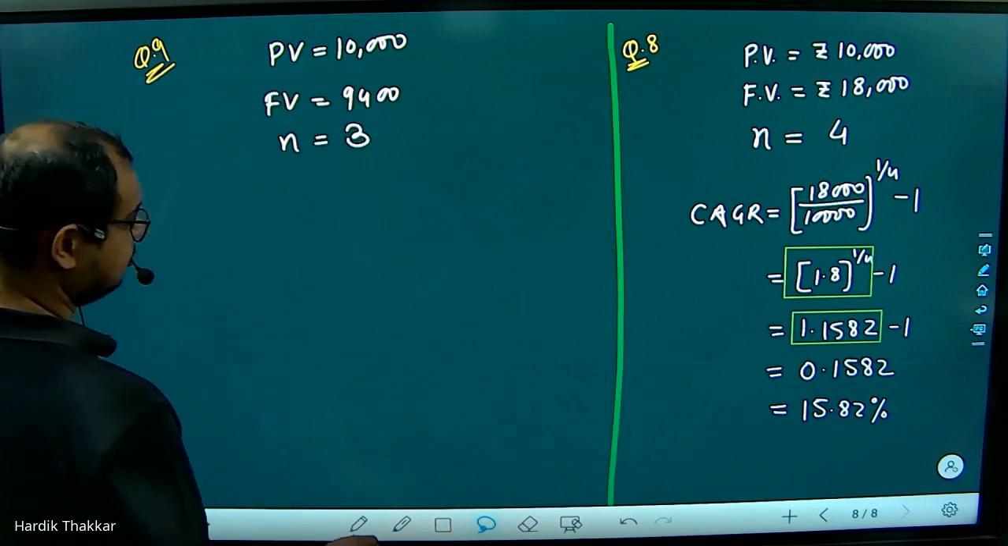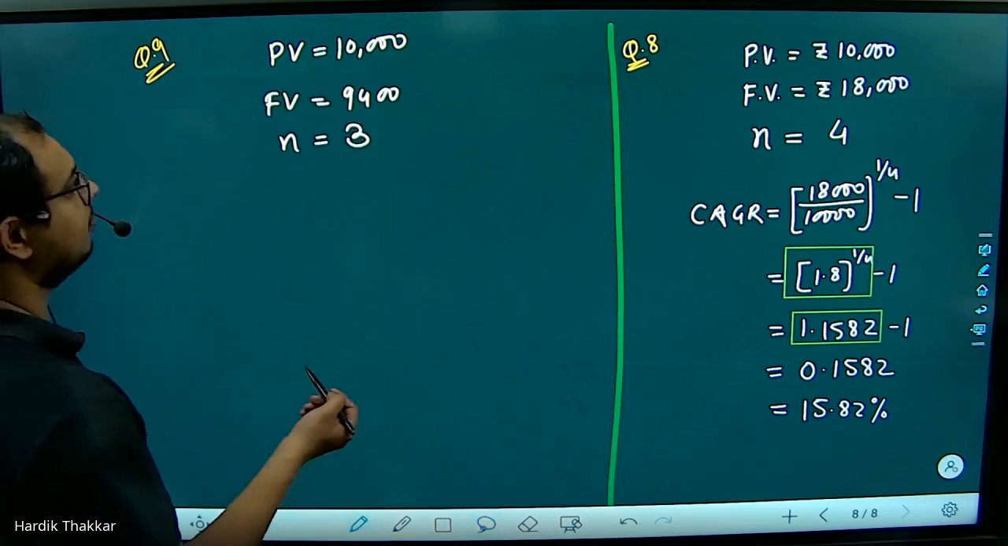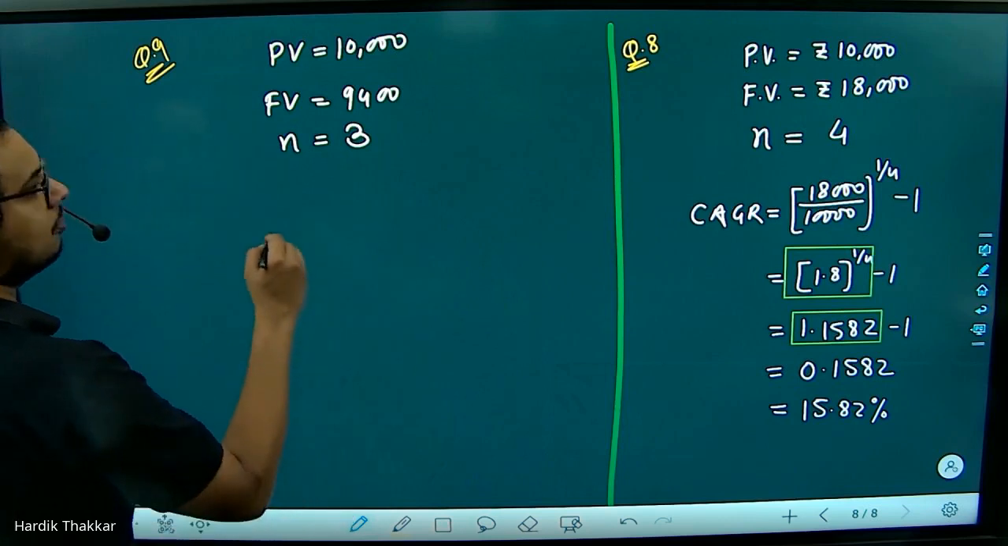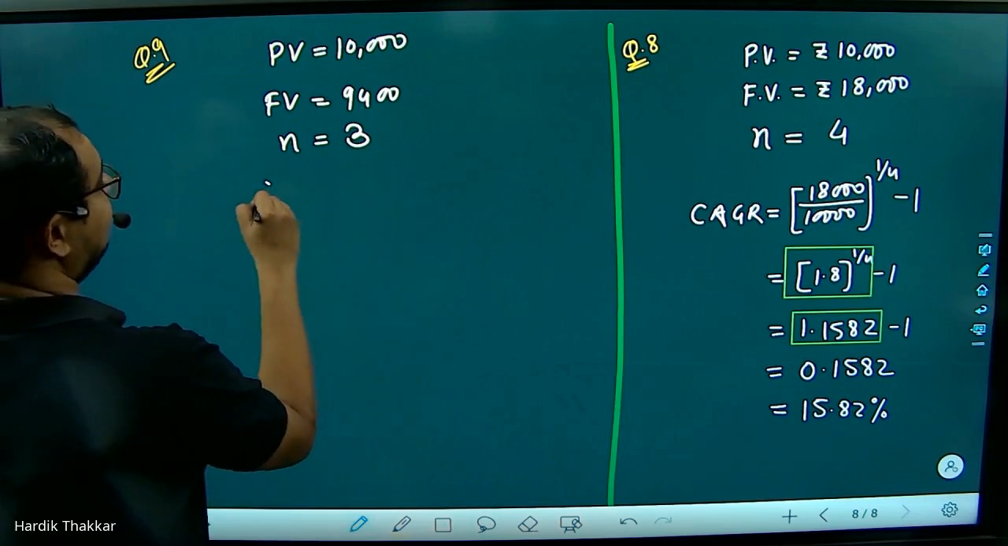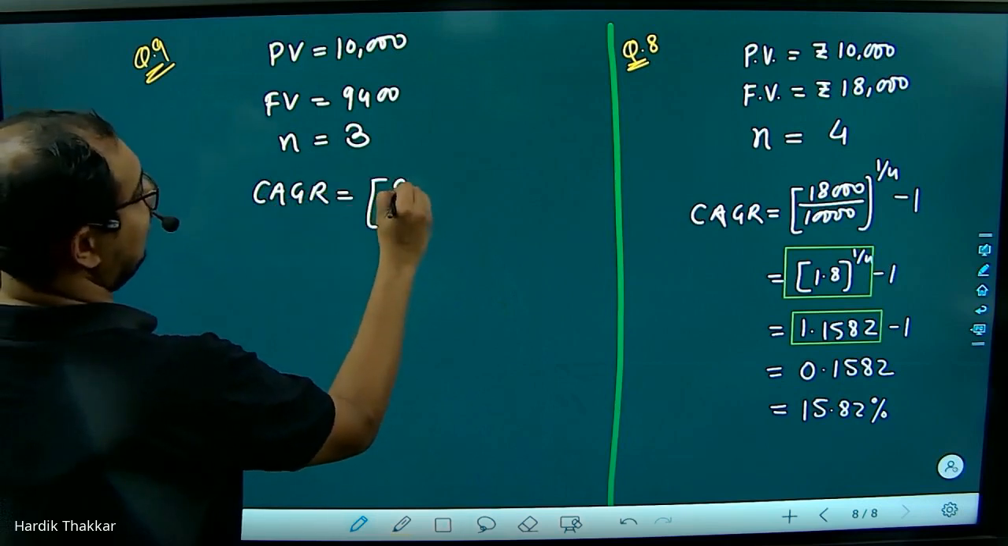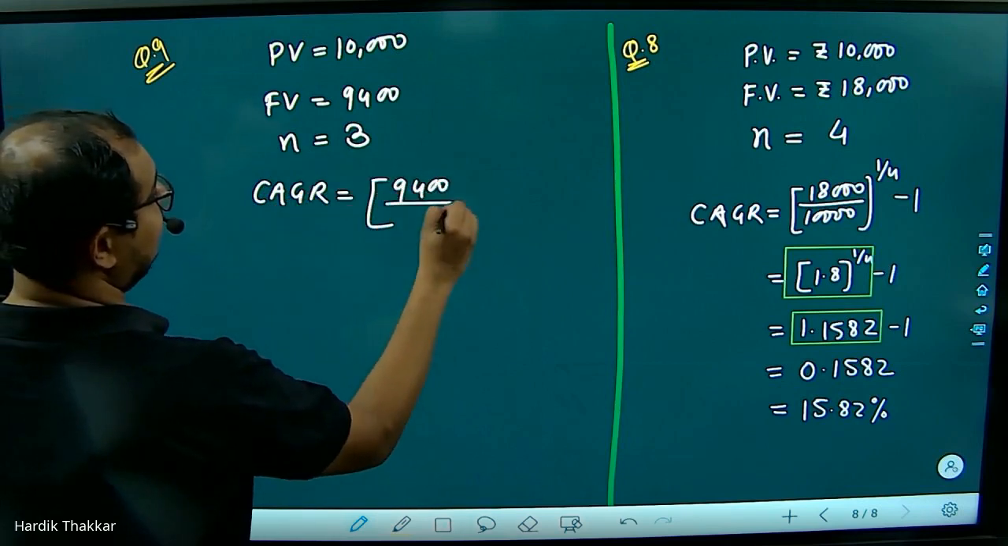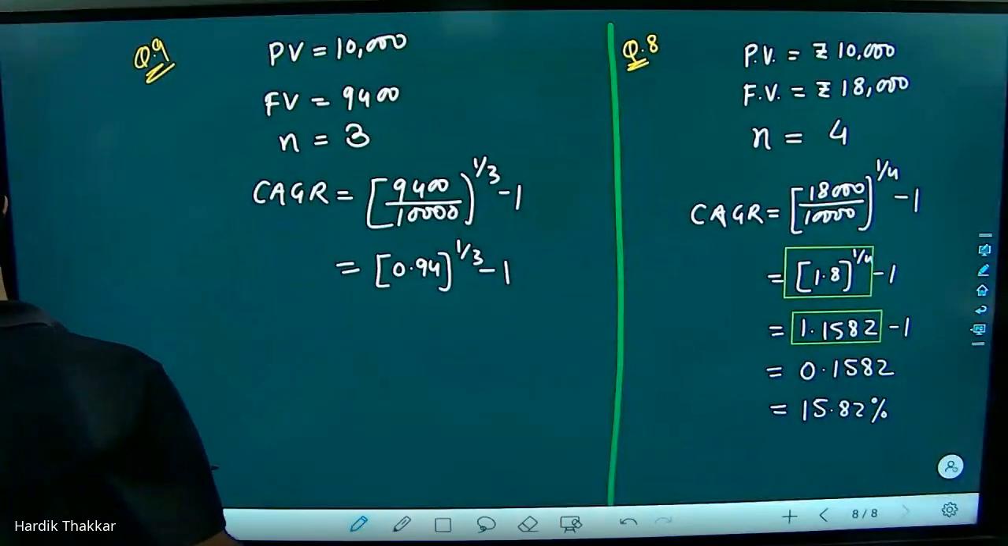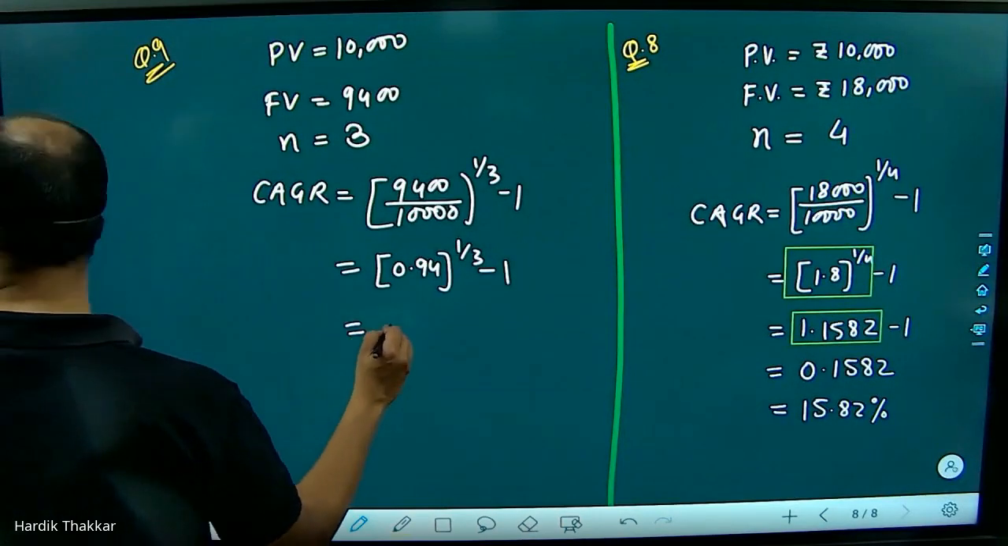So further you can solve this question, no problem with this. Okay, but just one thing, the number will be negative because the amount is decreasing. So here the future value is 94,000, and this value will be approximately 0.